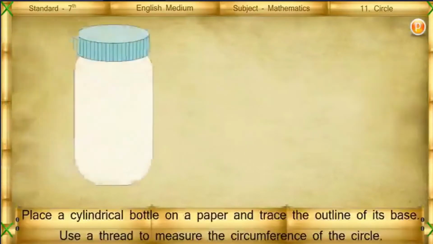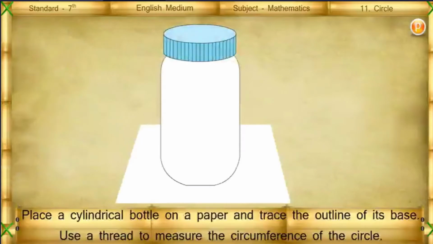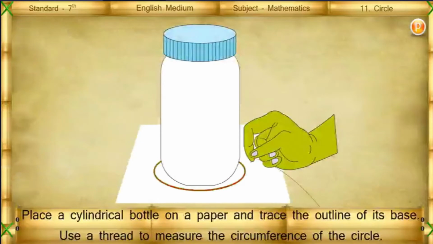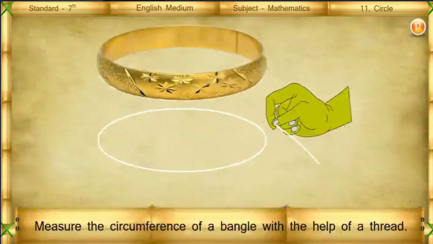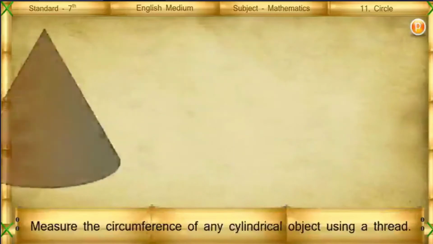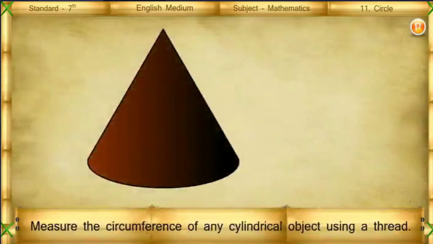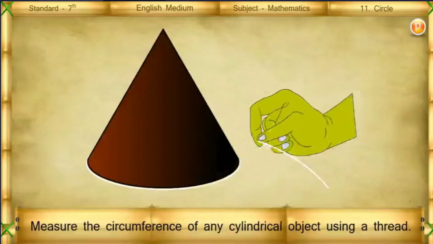Place a cylindrical bottle on a paper and trace the outline of its base. Use a thread to measure the circumference of the circle. Measure the circumference of a bangle with the help of a thread. Measure the circumference of any cylindrical object using a thread.